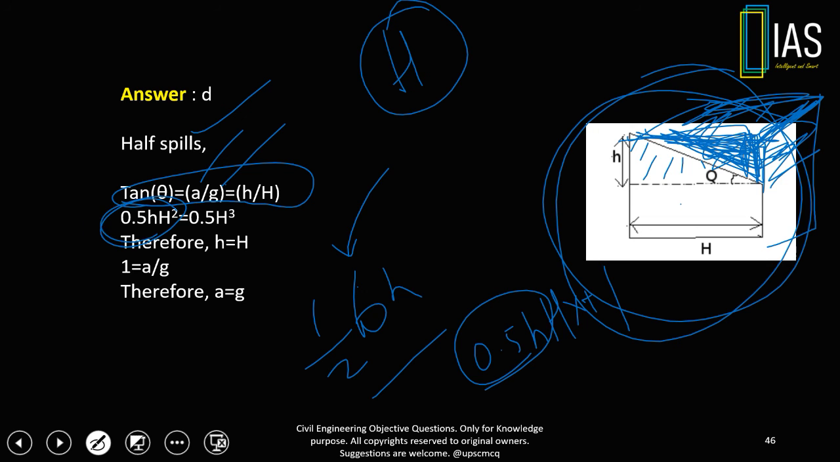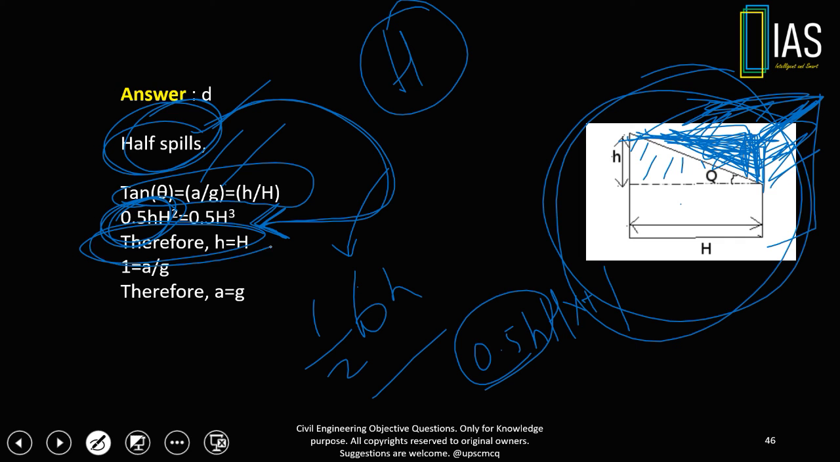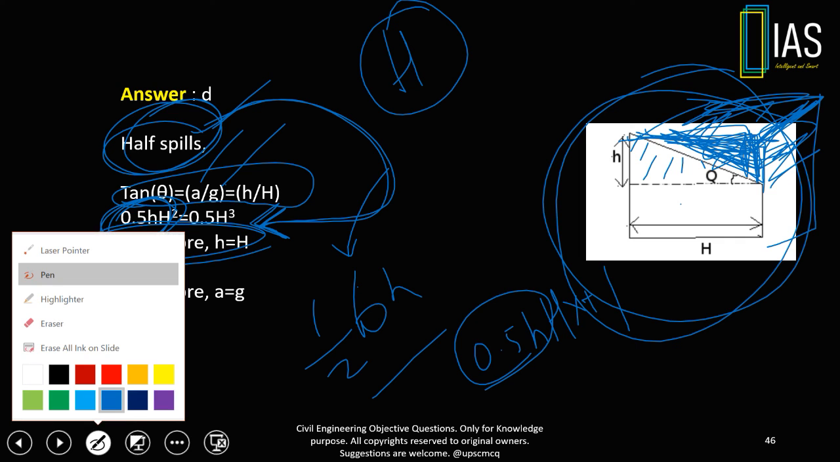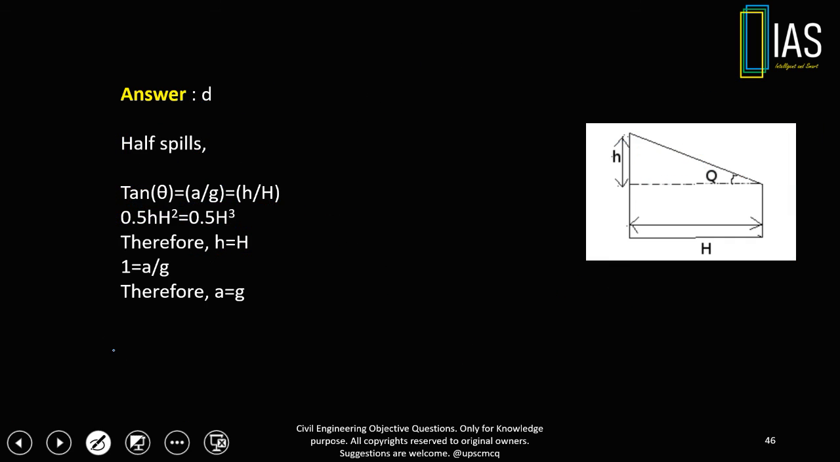Therefore this is the spilled amount, and they have already told that it is half of the actual water there was, that is 0.5 H cube. Therefore we get a relation as h is equal to H, and in that case if we put the value over here, we get A is equal to G. Therefore the correct answer is A equal to G.